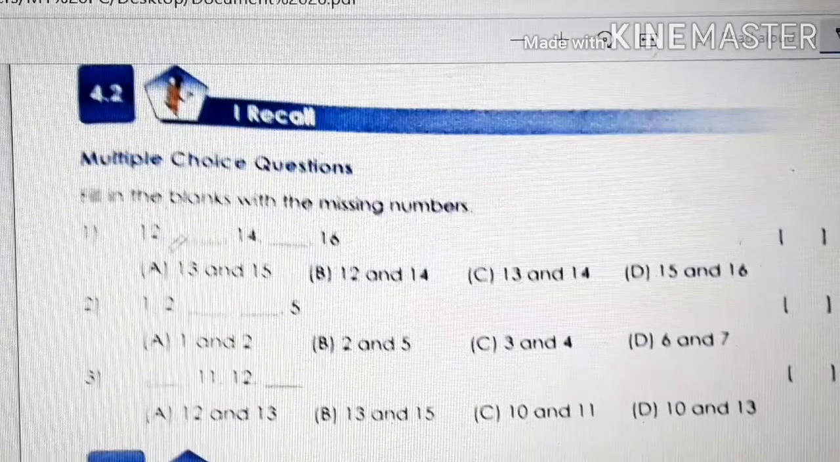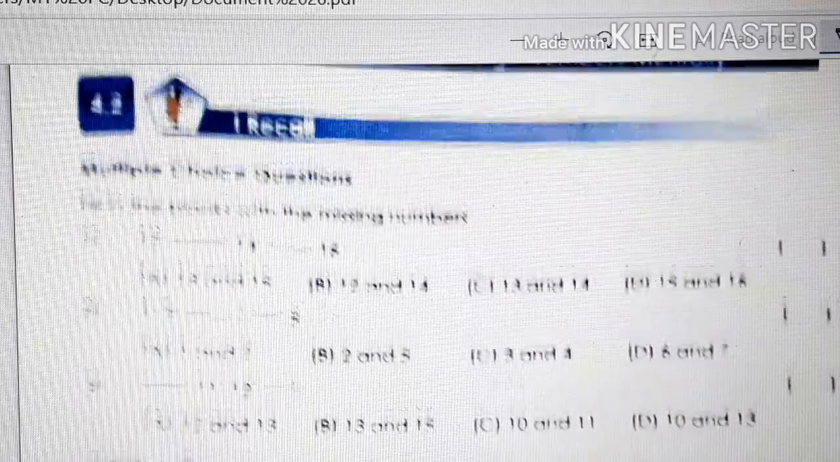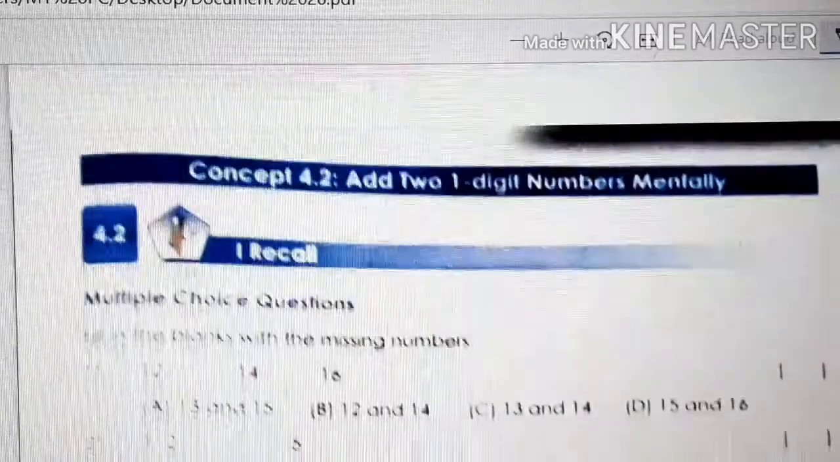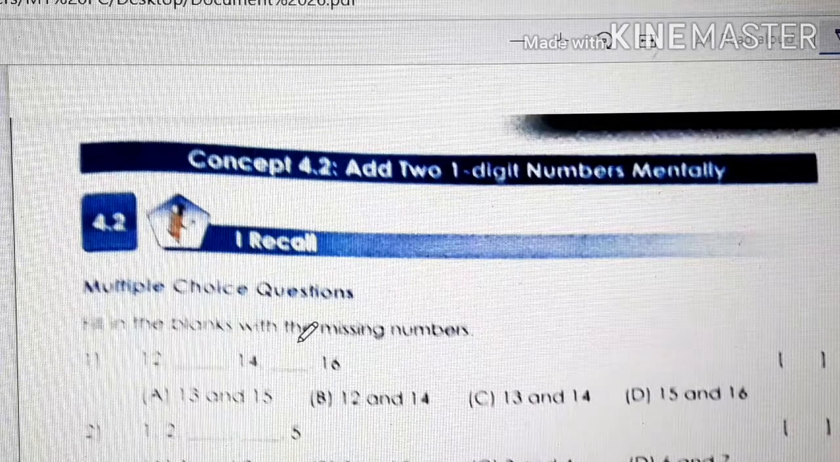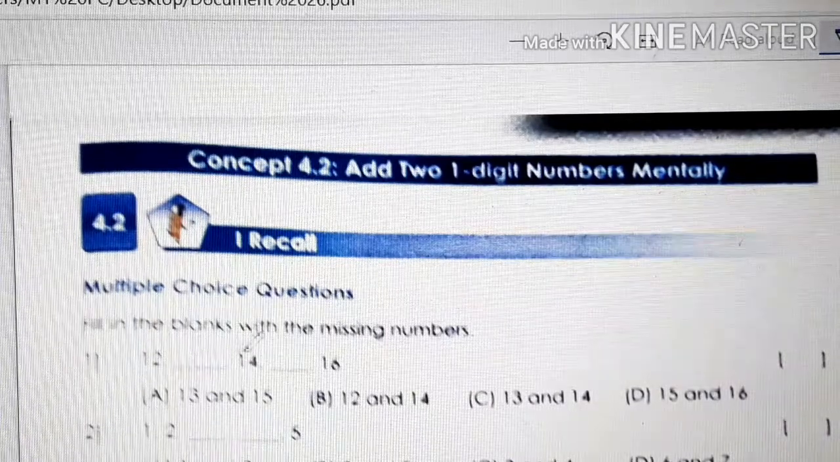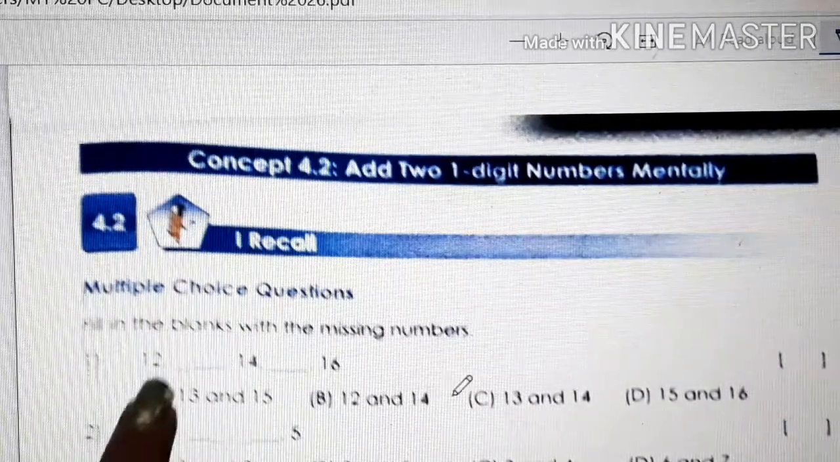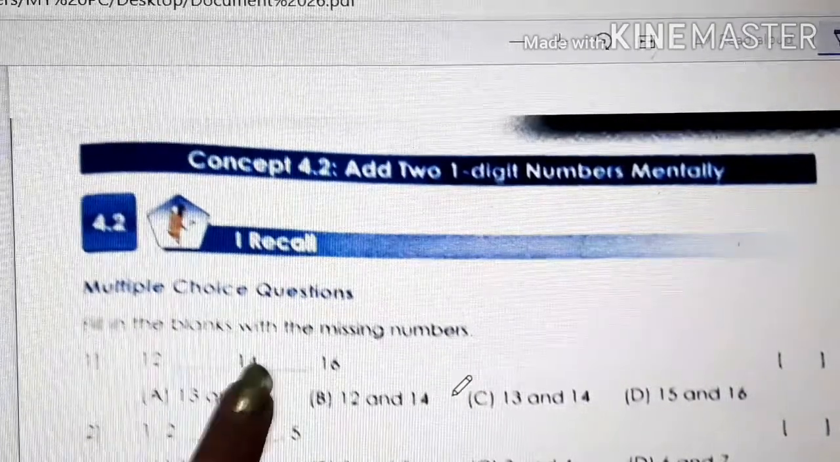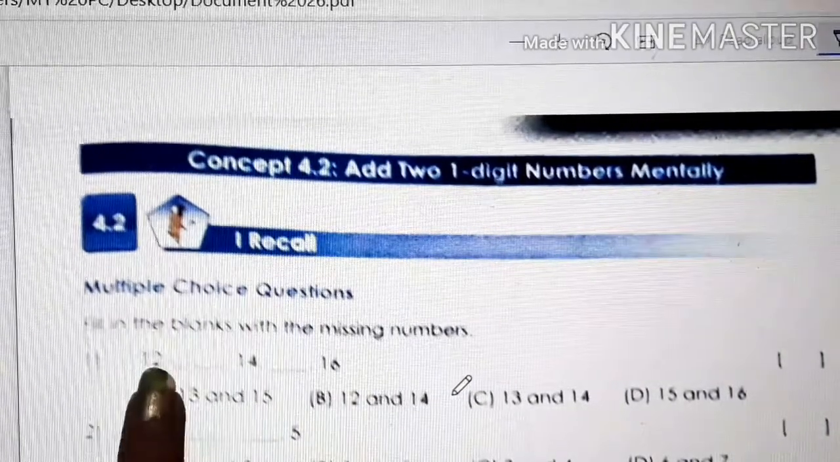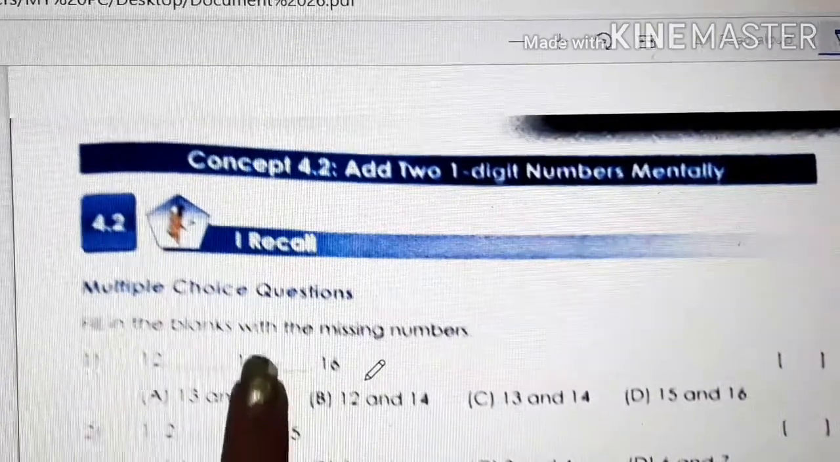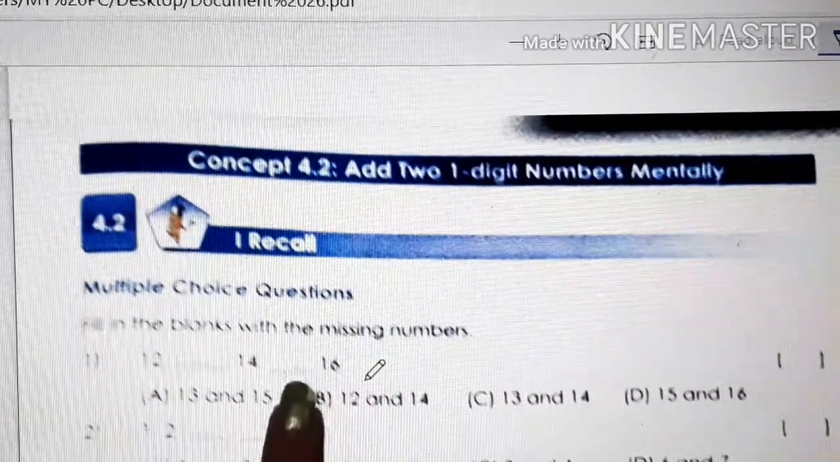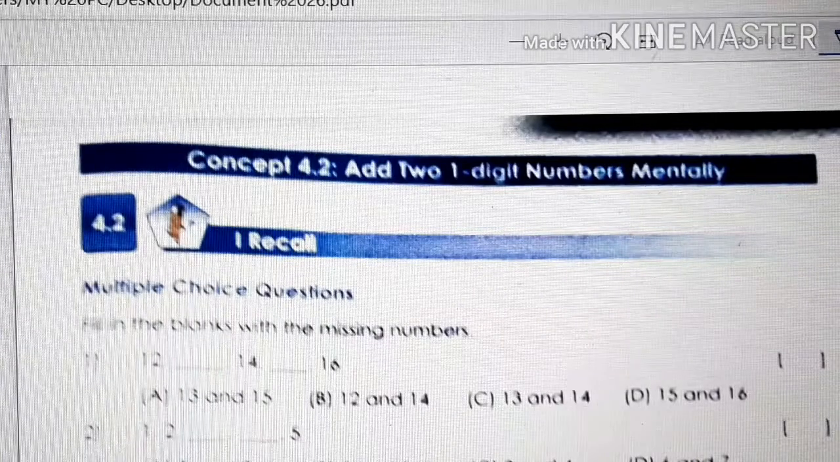Let's start with the next, that is page number 25. Multiple choice question. Fill in the blanks with the missing numbers. So you have to write in correct order. You can see, you know how to do. 12, 14, 16. What comes between 12 and 14? 13. And what comes between 14 and 16? 15. So you have to choose the correct option.